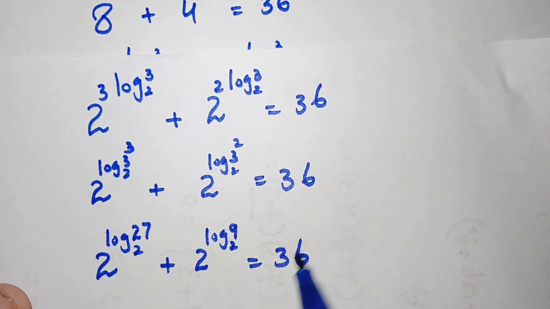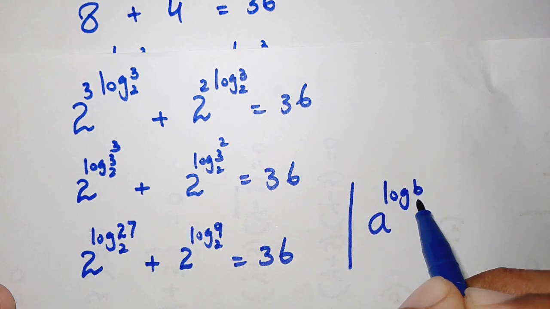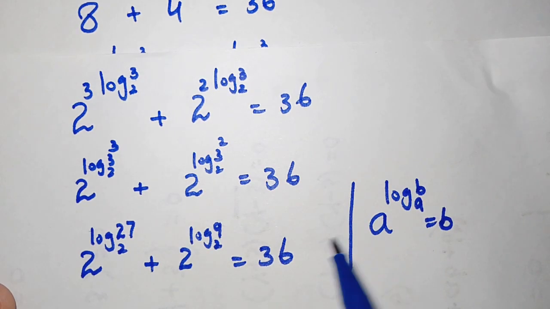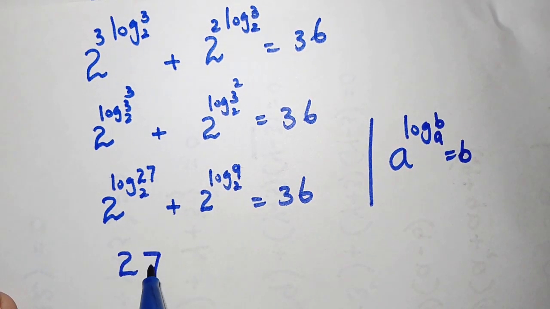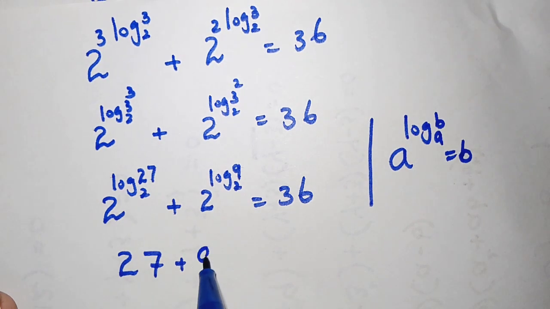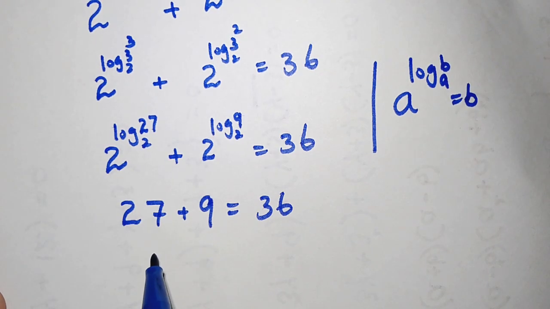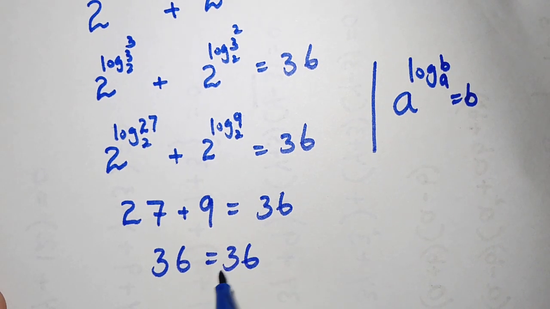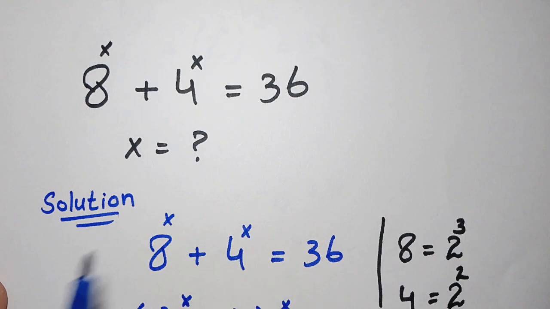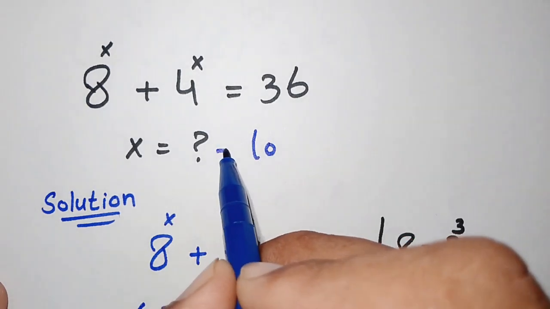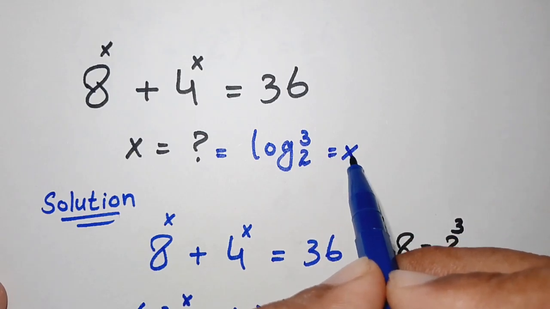Now here again we know this logarithm rule, a to the power of log of b of base a is equal to b. Here to apply this rule, here b is equal to 27 and b is equal to 9. So this will become 27 plus 9, which is equal to 36. So finally 27 plus 9 is equal to 36, which is equal to 36. This shows that the left hand side and the right hand side are equal. So our answer and the value of x is equal to log of 3 of base 2. So this is the answer of this interesting question.